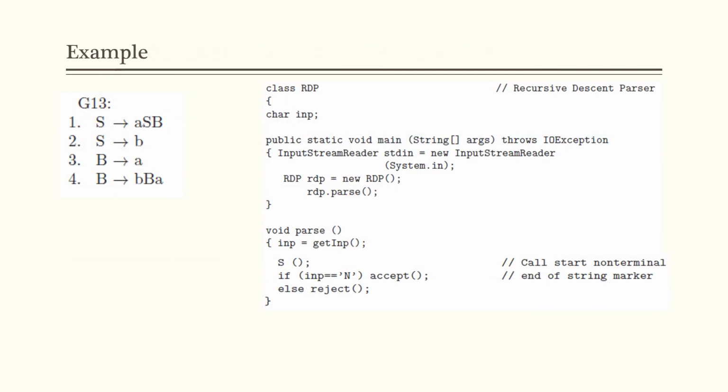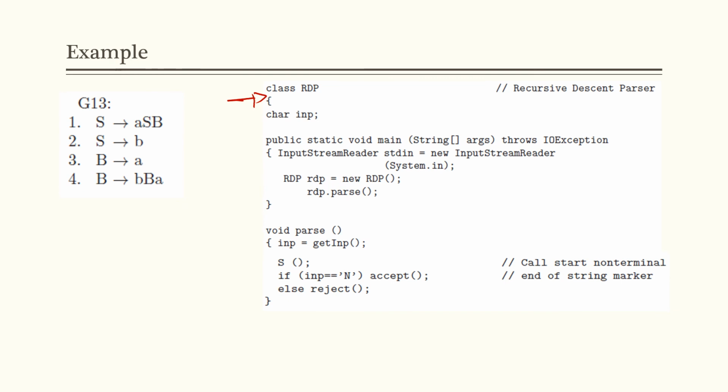Now let's look at the example. I have a grammar G13 that contains 4 rules here. Okay. If you look at this grammar, you have 2 rules that start with a non-terminal S and 2 rules that start with a non-terminal B. So there will be one method for S, another method for B. Okay, so to start with the programming, normally you need to create a class. So in this case, they create a class called RDP. RDP is recursive descent parser. This is the class that you need to create. So the input symbol here, they declare as char INP because the input symbols here are A and B.